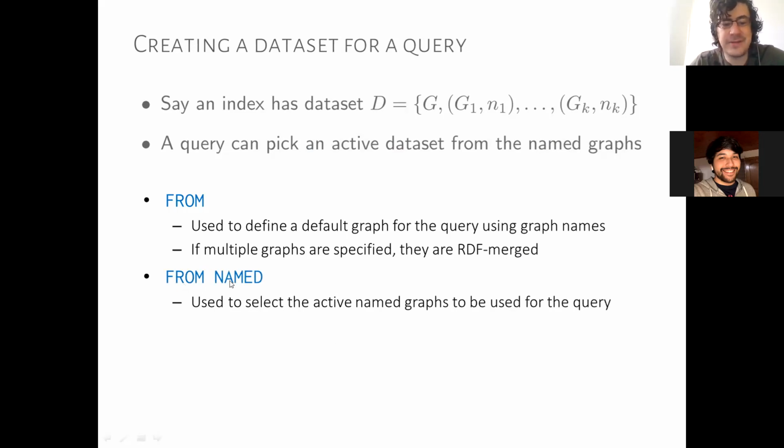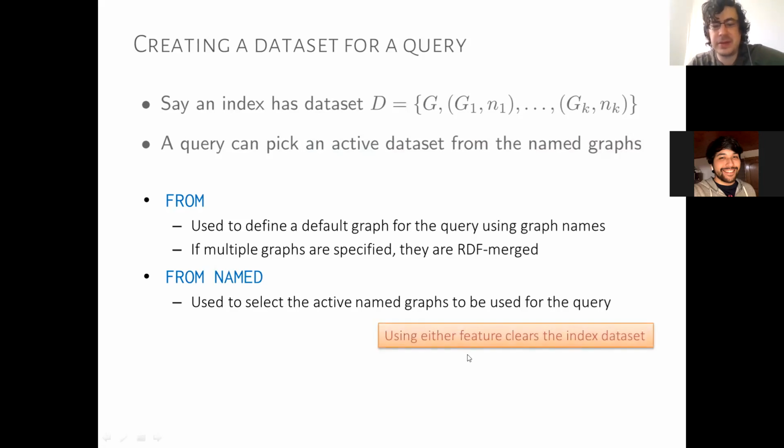The second feature is FROM NAMED, and this allows us to define what named graphs we're going to have in our query-specific data set. So it's used to specify the active named graphs to be used for the query. Using either feature clears the index data set. So once we use FROM or FROM NAMED, we're going to clear everything. Then we add things explicitly back to the data set. We're going to see some examples of this to try to illustrate.